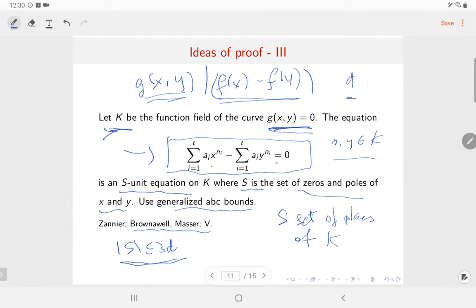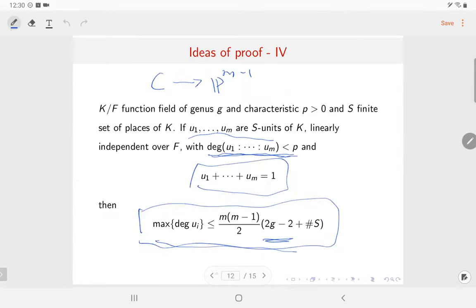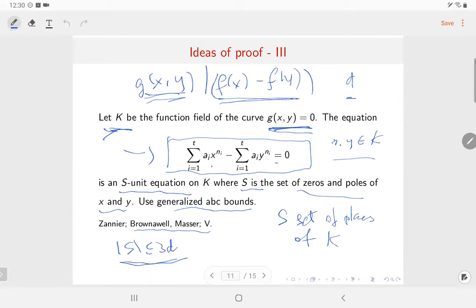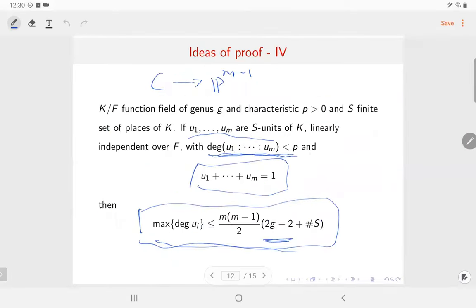because otherwise the ABC bound would be violated. So the idea of the proof is that we look at an arbitrary factor of this, and we show that its degree has to be large, because if the degree were small, you'd get a solution to the unit equation, this solution to the unit equation. And this theorem prevents you from having a solution to the unit equation.